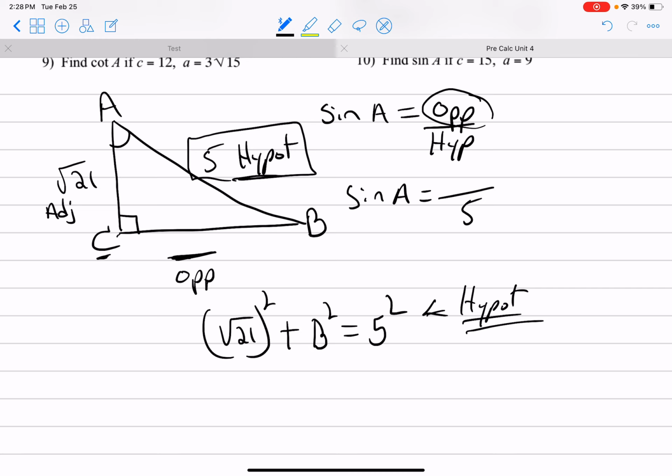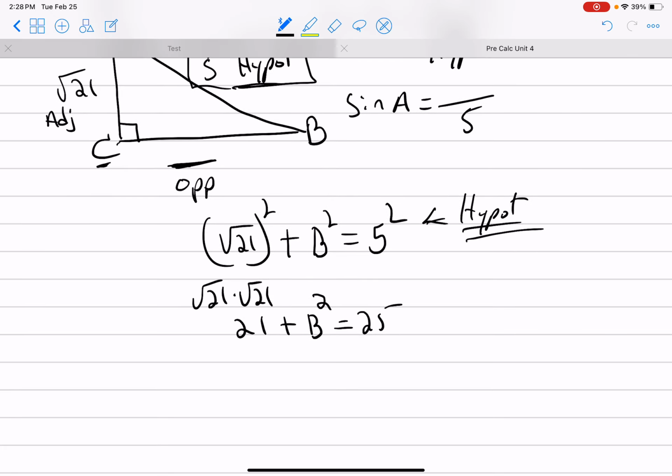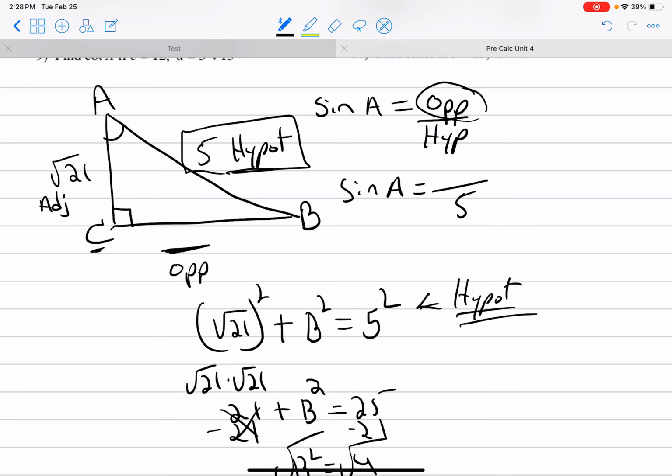So the square root of 21 squared means the square root of 21 times the square root of 21, which equals 21, plus b squared, and that equals 25. Okay. Finish solving for b. Minus 21, b squared equals 4. Square root, b equals 2. So that means that this side would have to be 2.